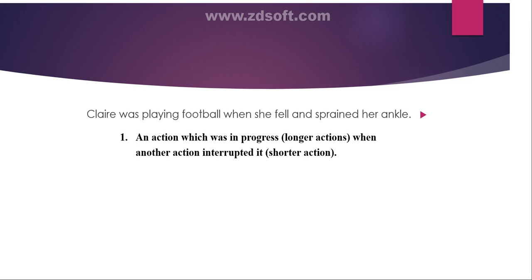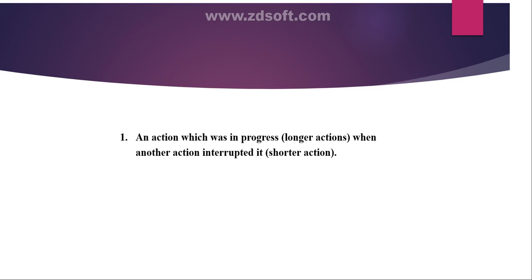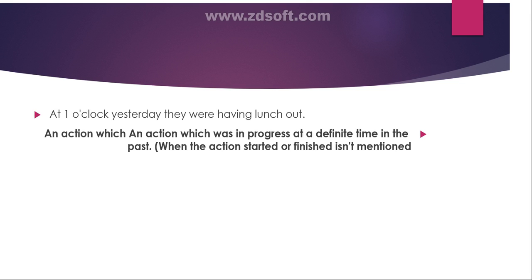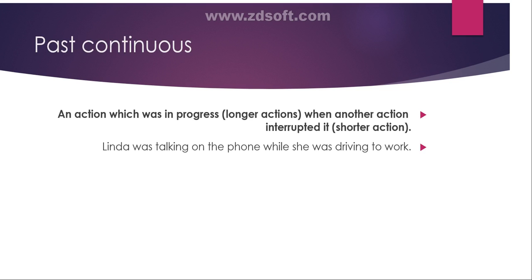But when we have, for example, the first example, Linda was talking on the phone while she was driving to work. Here, there is no interruption. She was driving to work and she was talking on the phone. So when we have two actions, we use both of them in past continuous, and we will explain it later in detail.